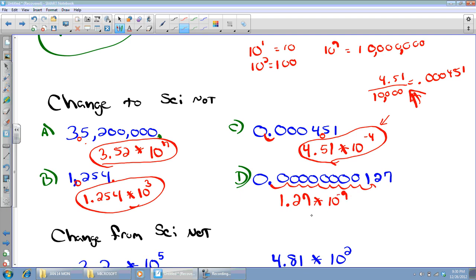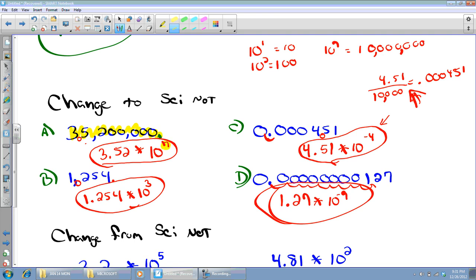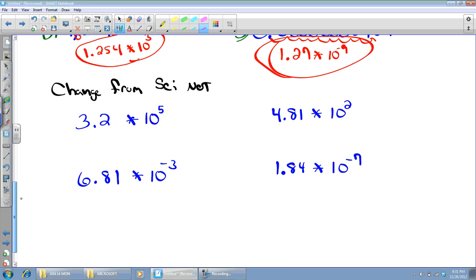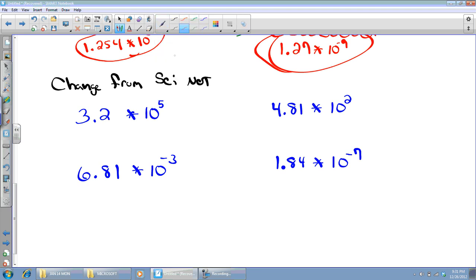All right, hopefully you're catching on here. Hopefully you've noticed that when we have a very large number like this, we have a positive exponent. But when we have a very small number, still positive but smaller than 1, we end up with a negative exponent. And that will always be the case. All right, now to go the other way is just as easy. In some ways, it's easier.